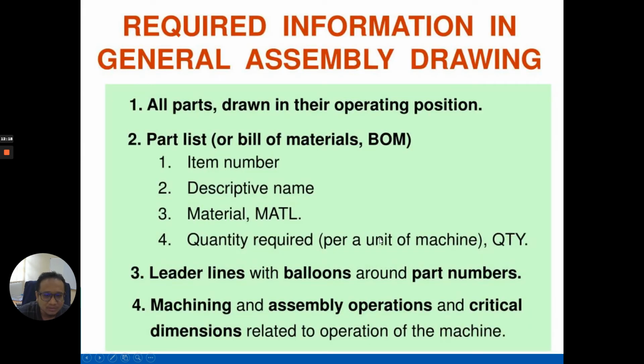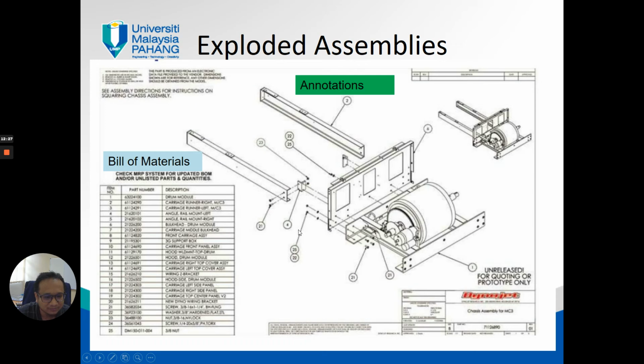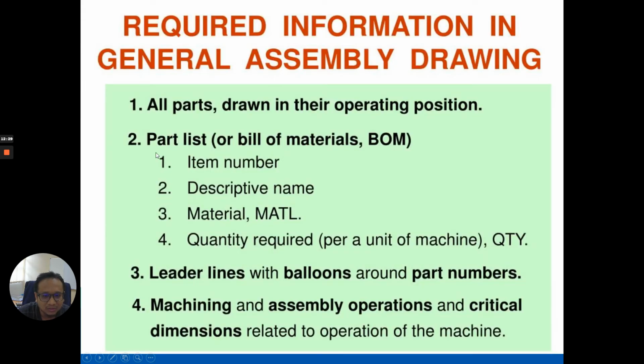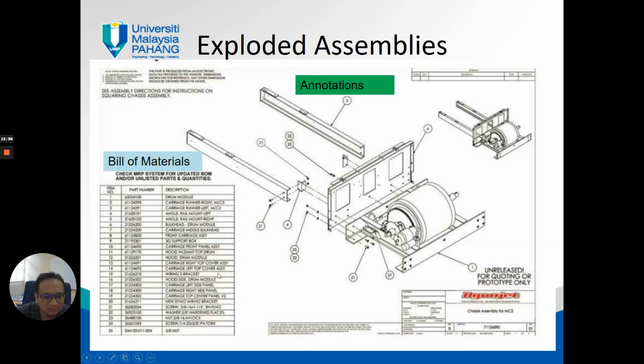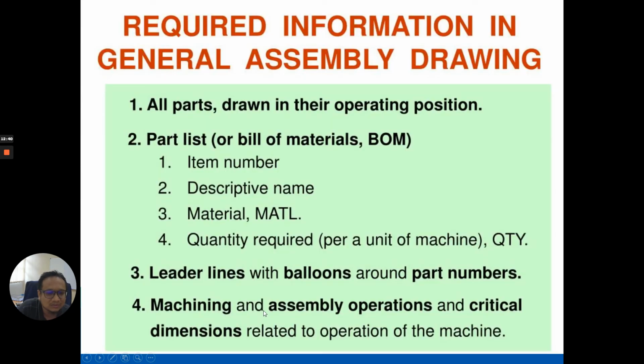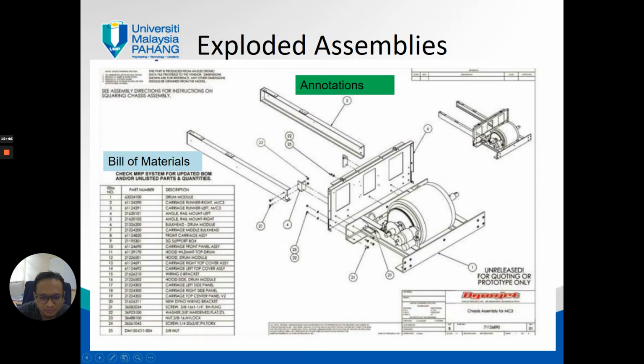Okay, so in order for you to draw this assembly drawing, you have to have all the parts drawn in their operating position, like this one, for example. Okay, this is the operating position. Part list or bill of material, known as BOM, you have to have the item numbers. Most of the item numbers start from 1 until the numbers that it exceeds. A description of the name. So for example, this is the description of the name.